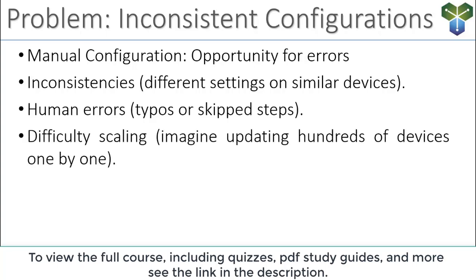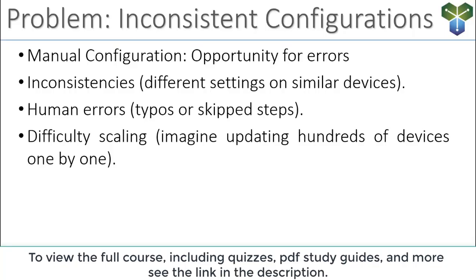The other big problem with having human beings configuring all of your network gear is it is hard to scale. If we have hundreds of devices that now need to get updated or modified, having a human being do that not only takes more time, but creates the opportunity for more errors.